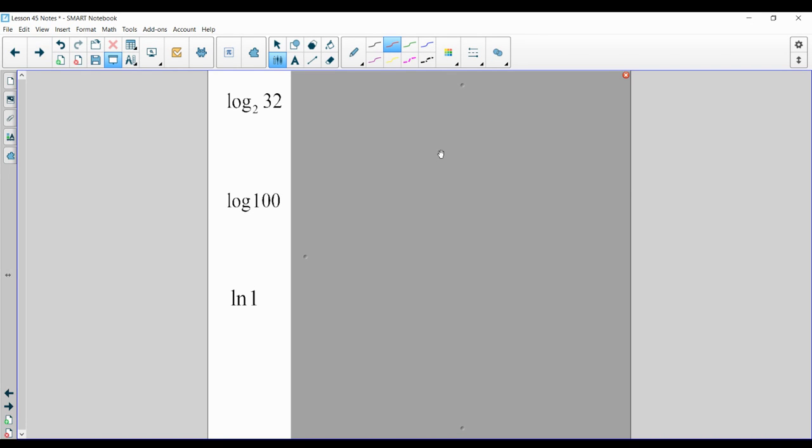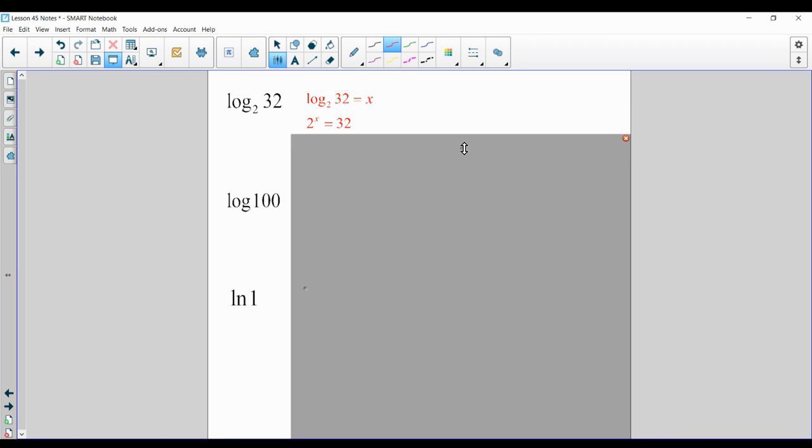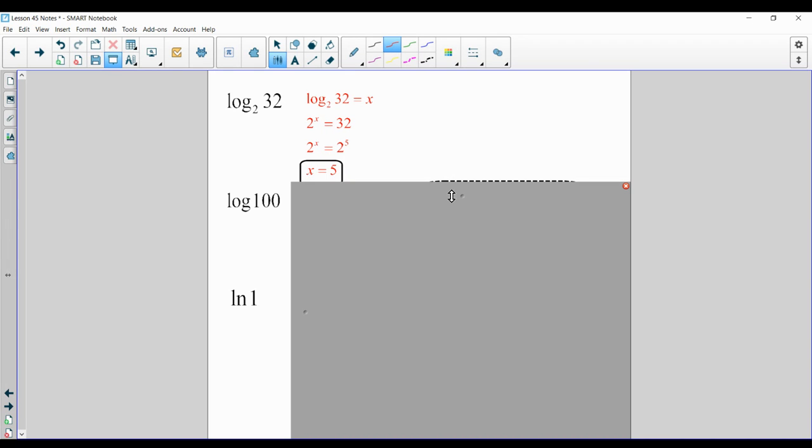All right, so log base 2 of 32, set that equal to x, switch it into exponential form, take 32, make that 2 to a power, so that would be 2 to the fifth, take the two exponents, set them equal to each other, so you get x is equal to 5.